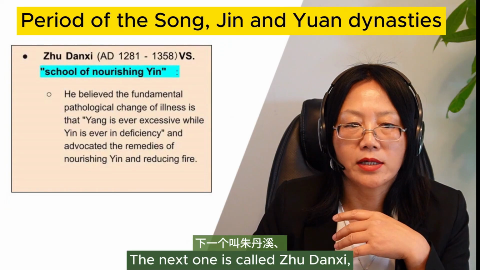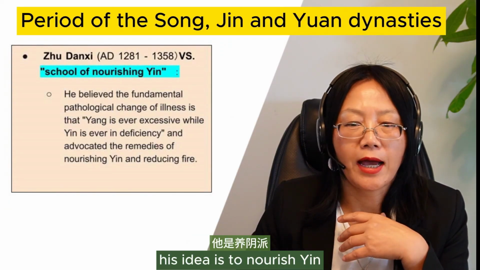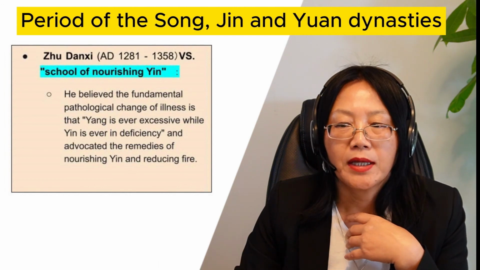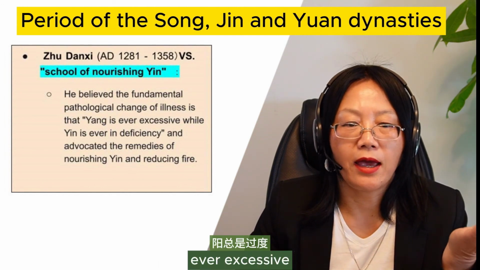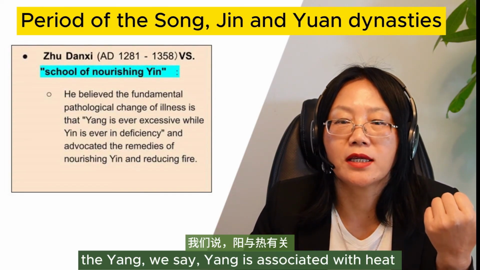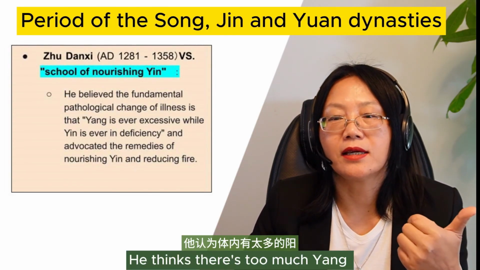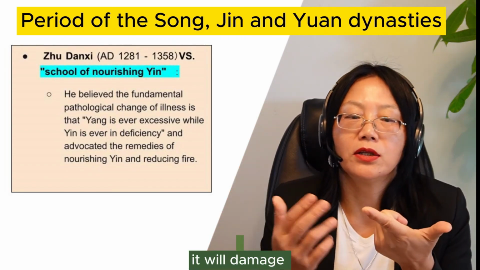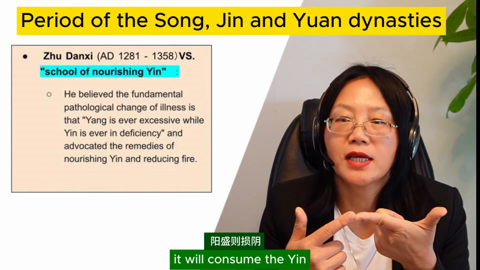So the next one is called Zhu Danxi. His idea is nourishing yin. He's saying the yang is ever excessive. We say yang is associated with heat, with fire. He's thinking there's too much yang in the body. When there's too much yang, it will consume the yin.